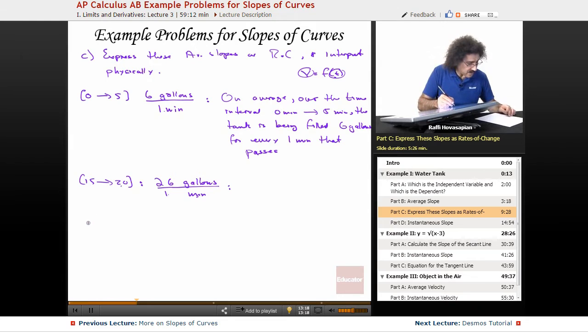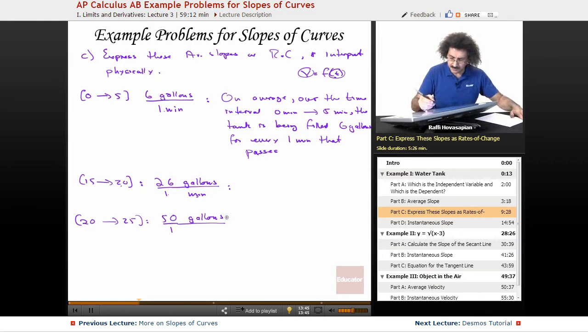And we might as well go ahead and do the last one. 20 to 25, same thing. The numerical value that we ended up getting, I think was 50, if I'm not mistaken. So this is 50, which is the same as 50 over 1. That means 50 gallons per 1. Was it 50 that I got? 250, yeah, okay. Oh, all right.